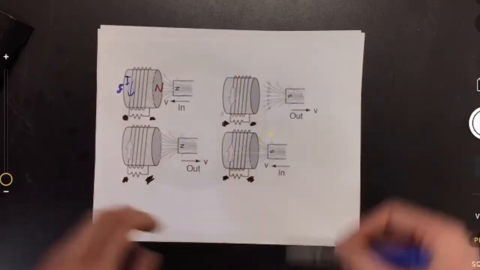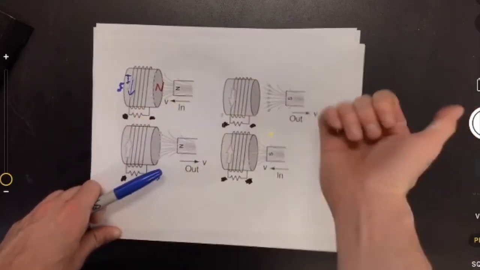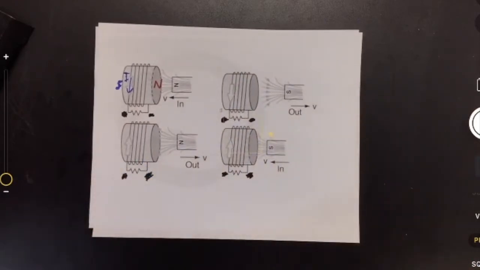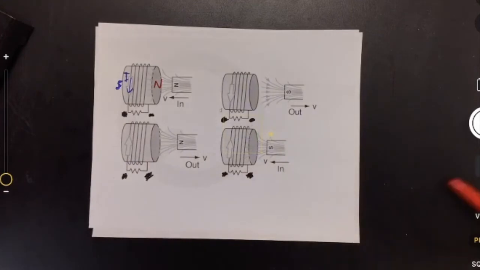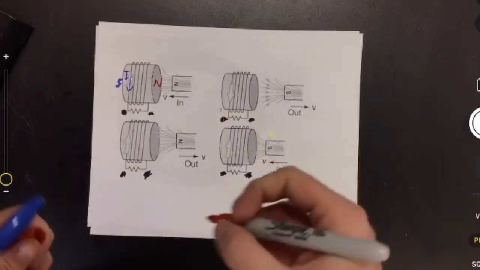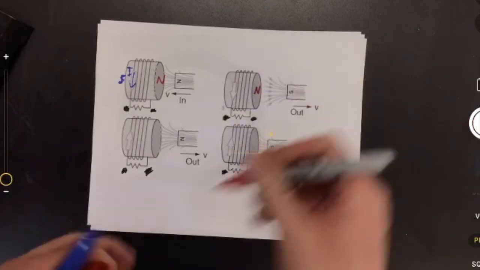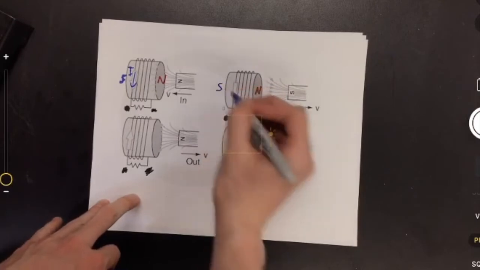Okay, let's look at this one. Now they're taking a south pole and they're bringing it away. How do you resist something going away from you? Well, you pull it back, right? You try to attract it back. So how do you attract a south pole back towards you? You induce a north pole here, okay? And then by extension, the other side of you becomes a south pole.